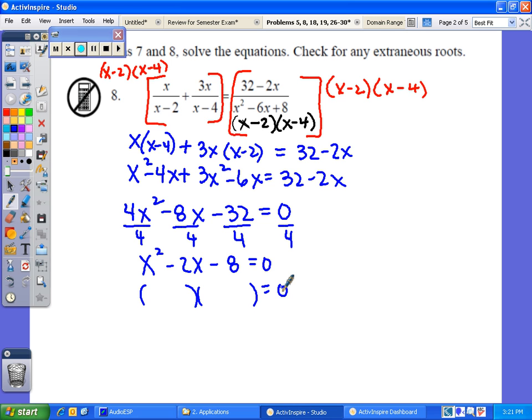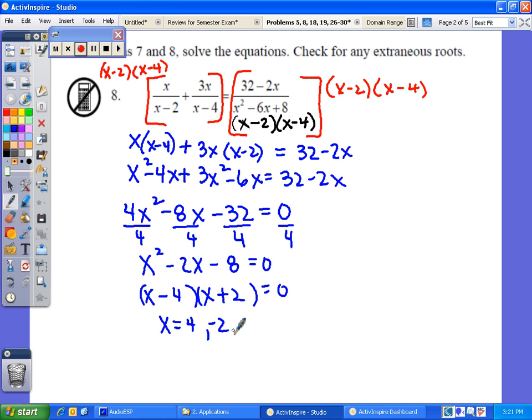I ask myself, what two numbers multiply to give me a negative 8 but add to give me a negative 2? And that would have to be a negative 4 and a positive 2. Set each factor equal to 0 and solve. So you have x equals 4 for this one and negative 2 for that one.